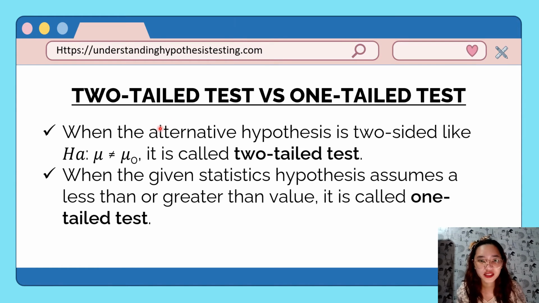Okay? Right, so another key term of hypothesis testing is two-tailed test and one-tailed test. When the alternative hypothesis o yung HA natin is two-sided, like this, ayan po, two-sided siya, not equal, it is called two-tailed test. And when the given statistic hypothesis assumes a less than or greater than value, ito naman yung one-tailed test. Okay, so yung kapag yung alternative hypothesis daw natin is not equal or two-sided siya, two-tailed. Pero kapag yung alternative hypothesis natin assumes a less than or greater than value, one-tailed naman siya. Okay, so let's have an example para mas ma-visualize po ninyo.